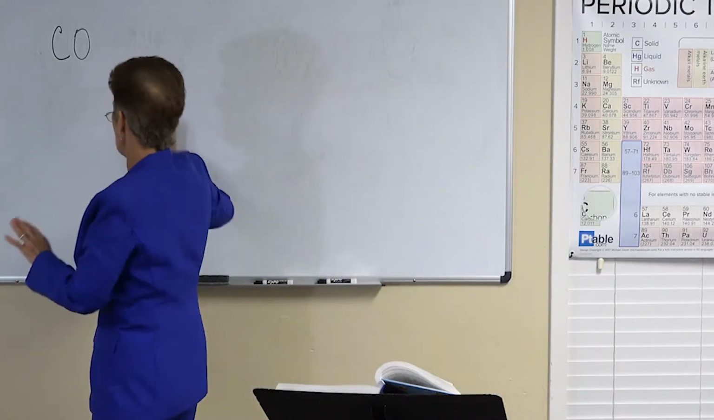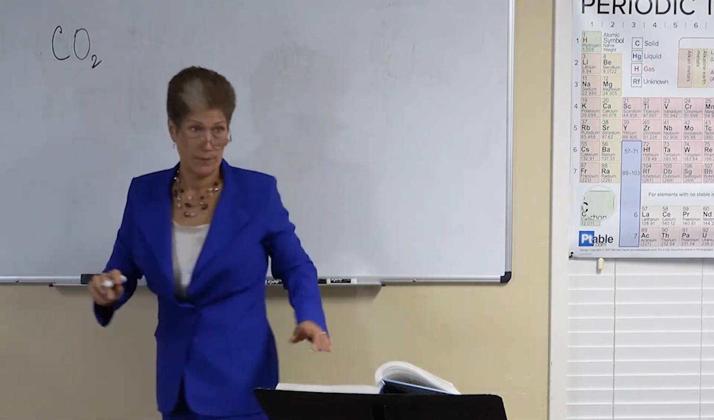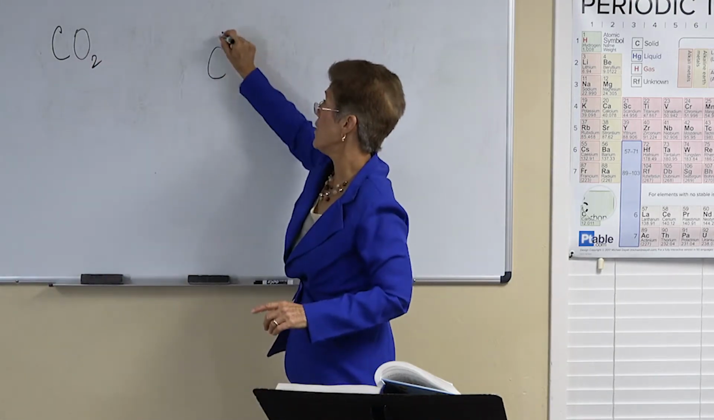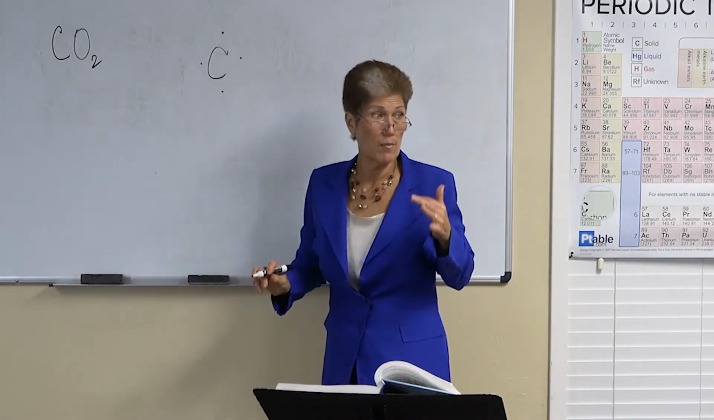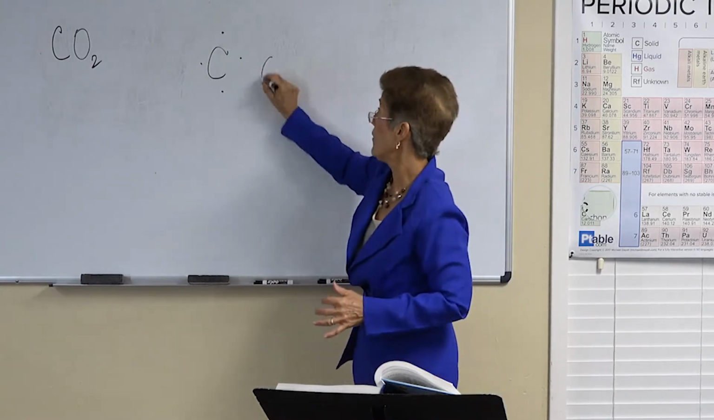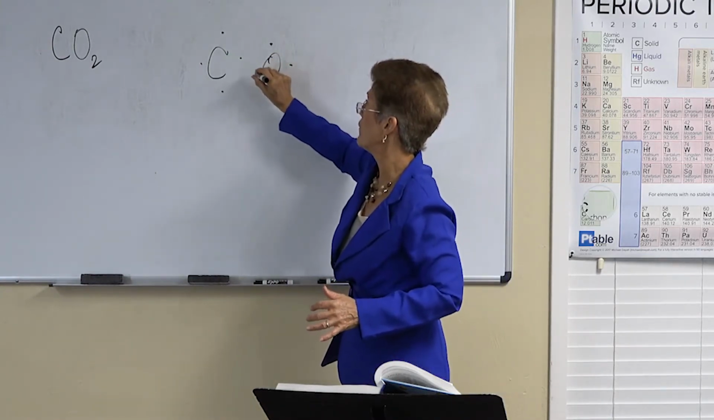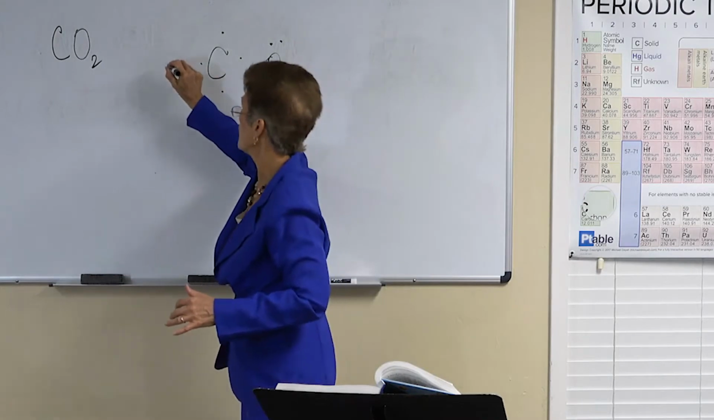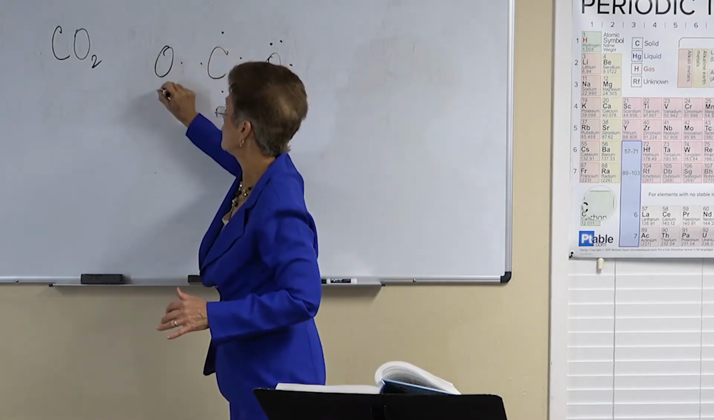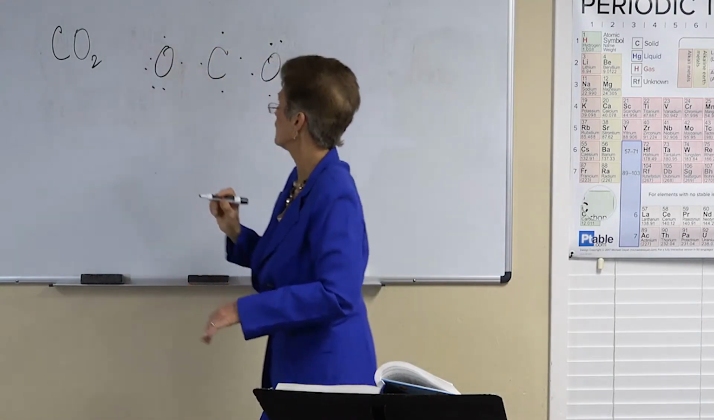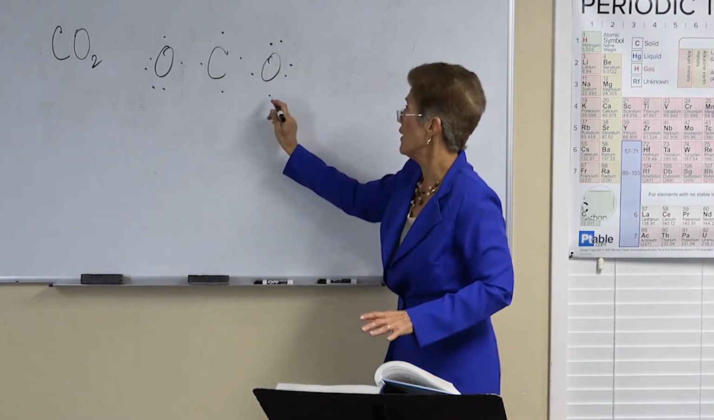Now let's do carbon dioxide. We're going to go with two of them. We still have carbon in the middle, 2, 3, 4, because it's got the most unpaired electrons. Here we've got an oxygen, 1, 2, 3, 4, 5, 6. And I'm going to put the other one over here, 1, 2, 3, 4, 5, 6. Okay, now let's start connecting the dots.